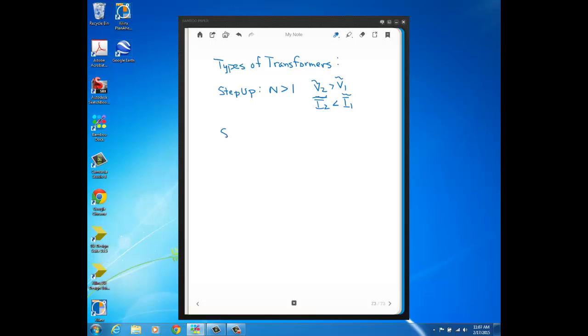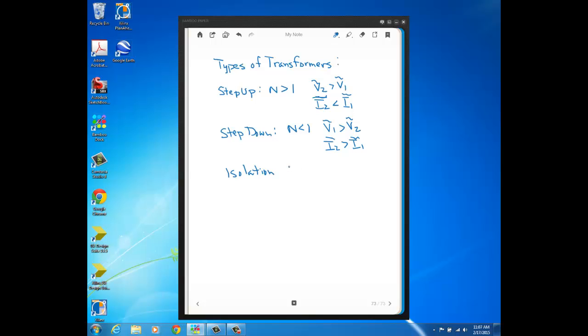Then there's step down. Step down has a turns ratio less than 1, and it's just the opposite of what we had here. The primary voltage is going to be greater than the secondary voltage, and the secondary current is going to be more than the primary current. Okay, that's step down. Then you have isolation transformers.